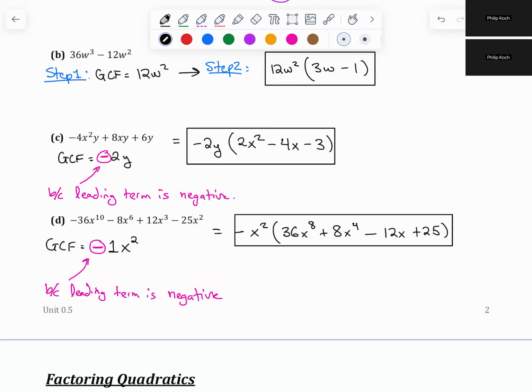So you should get negative x squared out front, and then 36x to the 8th plus 8x to the 4th minus 12x plus 25. Any questions on that?